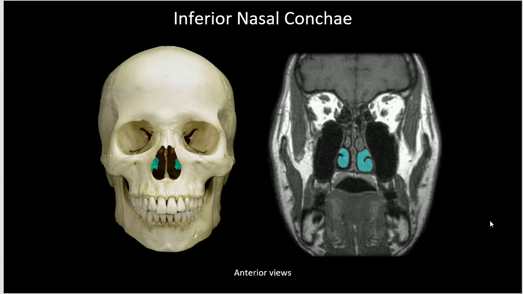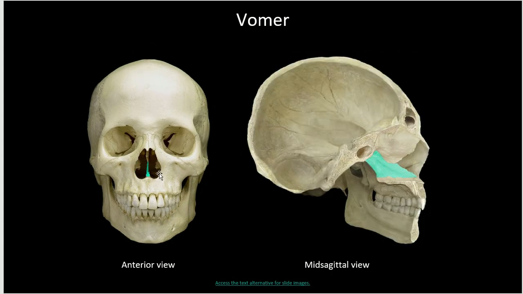Inferior nasal concha. So those are the two small bumps off the nasal septum. The vomer. So the nasal septum. Here's the anterior view, mid-sagittal view. It's all the way back.